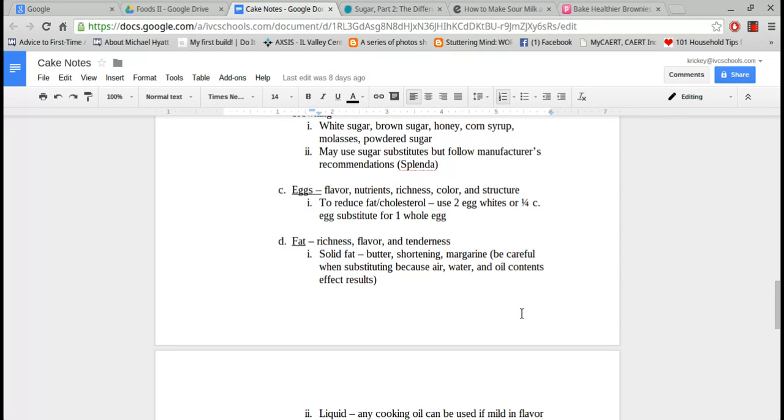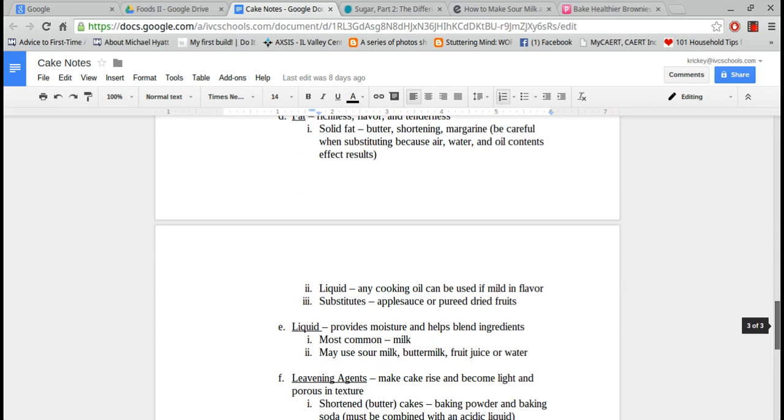Also, remember the different brands of margarine have different contents of air and water and oil, so they will bake out differently. Just so you know, in class when we use margarine, we typically use Imperial margarine. So if you're happy with those products, that's what we typically go for.